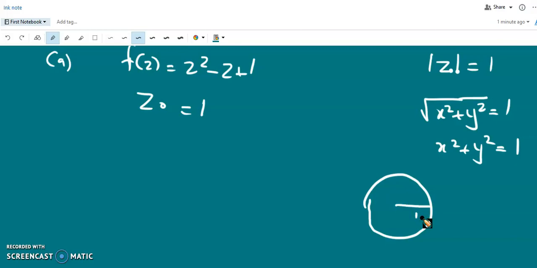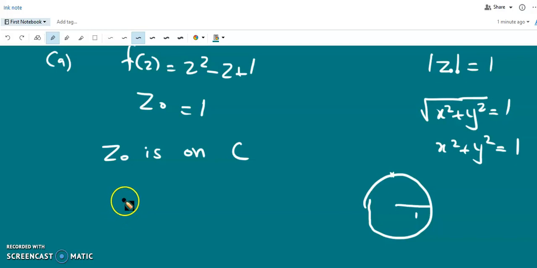Now the point z0 is on the contour. So whether it is on the contour or inside the contour, we can apply Cauchy's integral formula. If it is outside the contour, we can directly apply Cauchy's integral theorem. So since z0 is a point on C, on or within C, we can use Cauchy's integral formula.